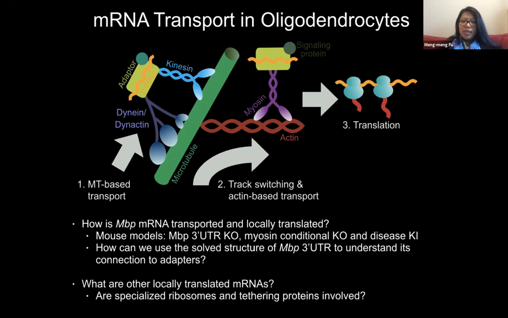And I'm also interested in, on a very biophysical level, how the structure of MBP 3' UTR allows it to connect to these adapter proteins that then link it to the motor proteins. And we've also become quite interested, based on unpublished data, of other locally translated mRNAs. And we believe that there are specialized ribosomes that are performing the function of local translation of these other mRNAs, and that tethering proteins may also be involved in those ribosome functions.